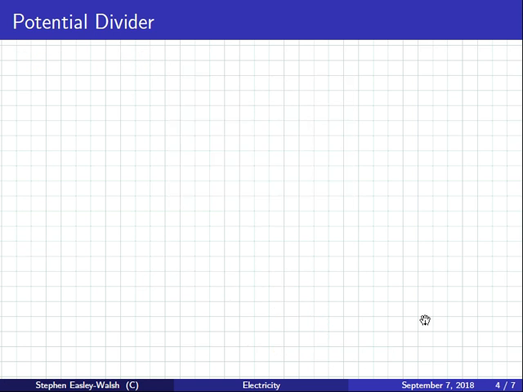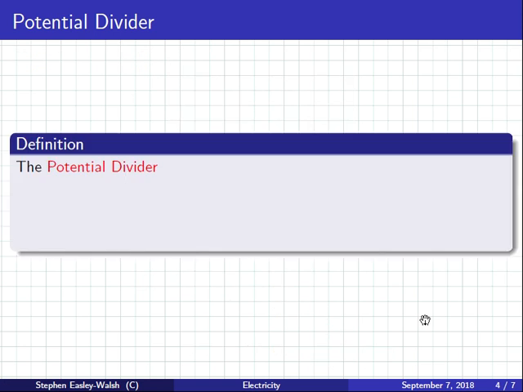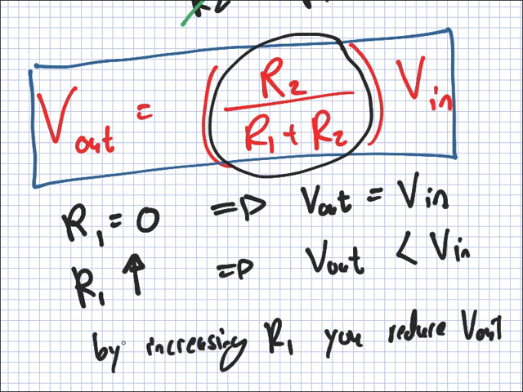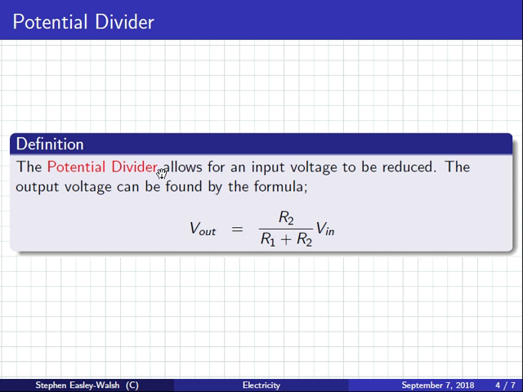Okay. So the definition now: the potential divider allows for an input voltage to be reduced. The output voltage can be found from this formula, which you have. I think you wrote this down already. Did you write this down? Yeah. So it's the same thing I'm saying here. It lets you reduce an input voltage, and you can calculate it by using this formula.